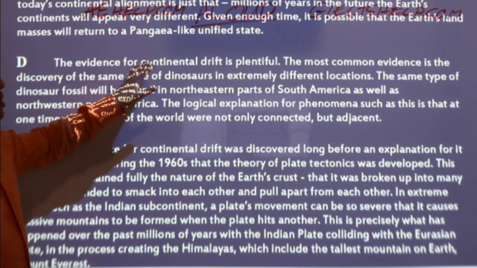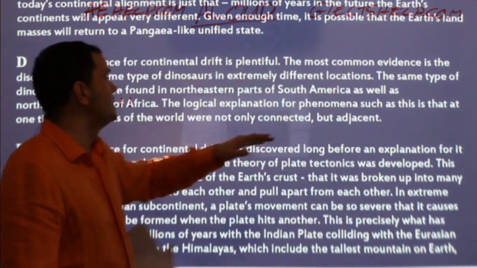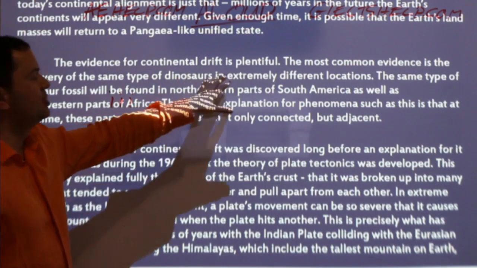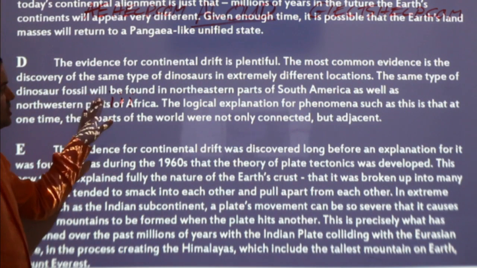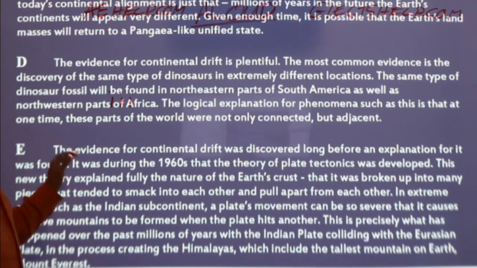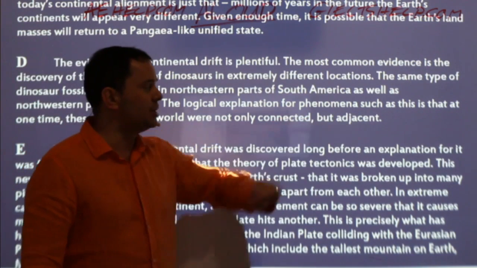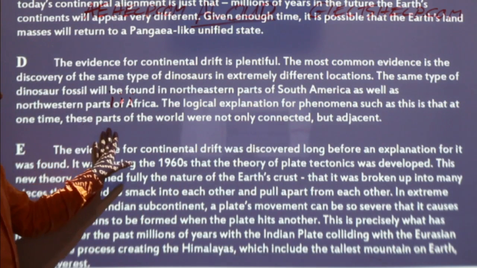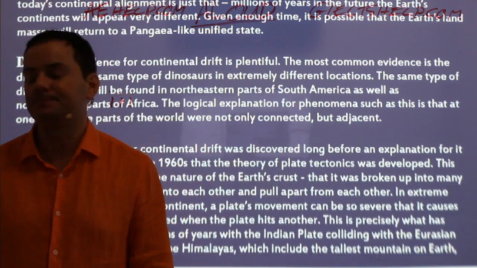The evidence for continental drift is plentiful. The most common evidence is the discovery of the same type of dinosaurs in extremely different locations. The same type of dinosaur fossil will be found in northeastern parts of South America as well as northwestern parts of Africa. The logical explanation for a phenomenon such as this is that at one time, these parts of the world were not only connected, but adjacent.